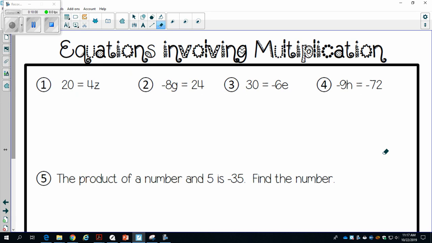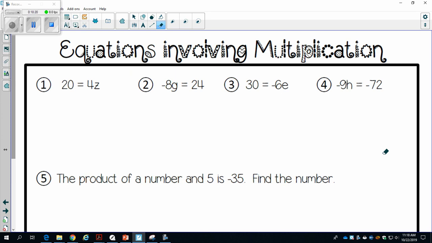So take a look at your foldable where it says equations involving multiplication. And we're going to just try a couple of these. We're not going to do all of them today. We've already spent a lot of time with the notes, but I want you guys to do some more practice. So we're going to do 2 of these together, and then you're going to complete some on your own.